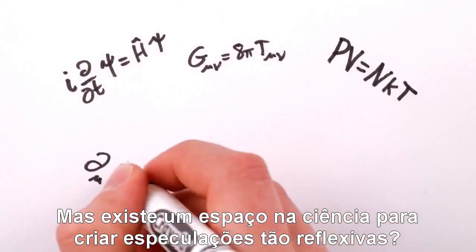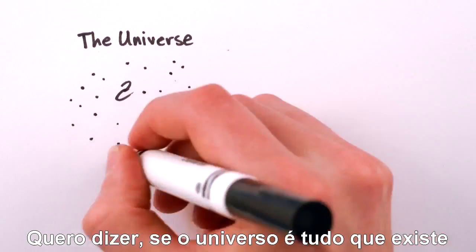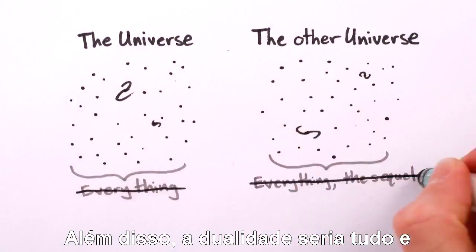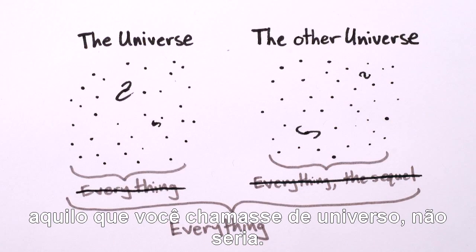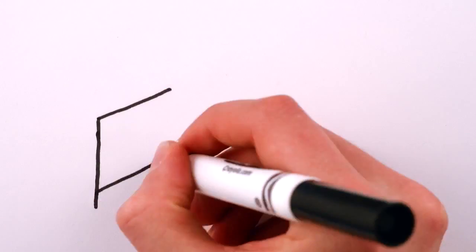But is there really a place in science for such wistful speculation? I mean, if the universe is everything that there is, you can't have two versions of it, right? Otherwise, the pair would really be everything, and what you started off calling the universe wasn't. The problem here is terminology.